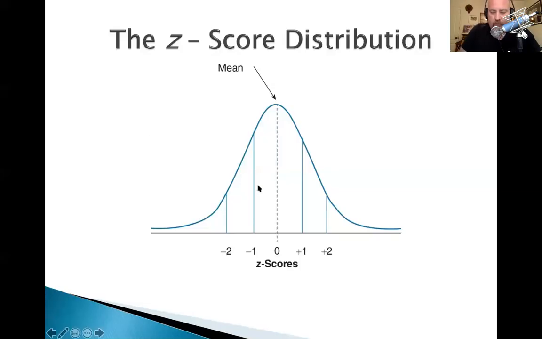So that's what we're going to do. And hopefully it doesn't seem like I'm trying to trick you with statistics. We're just relabeling our graph to express each score in terms of distance from the mean.